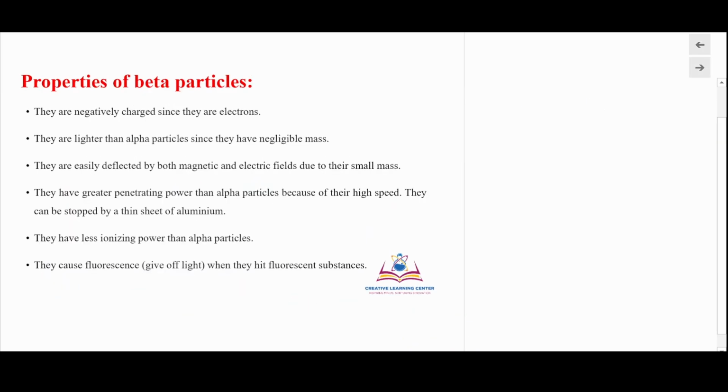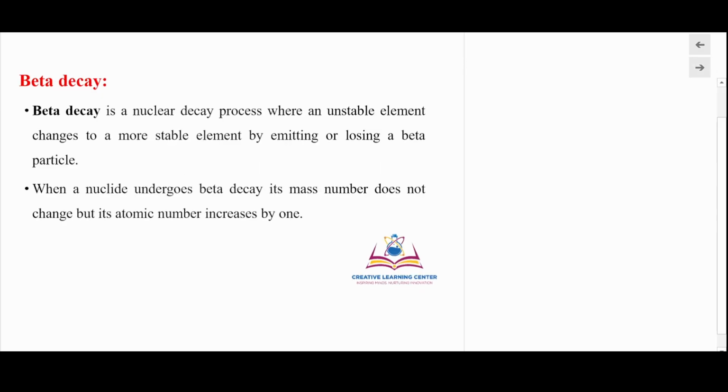The properties of beta particles: they are negatively charged. They are lighter than the alpha particle. They are deflected by both magnetic and electric fields. They have a greater penetrating power compared to our alpha particles. They have less ionizing power, and they can also be used in those formats. We have a number of properties which you can read about and find out.